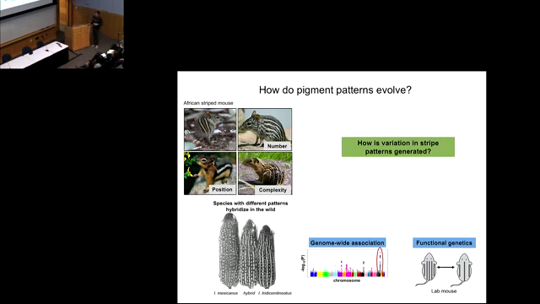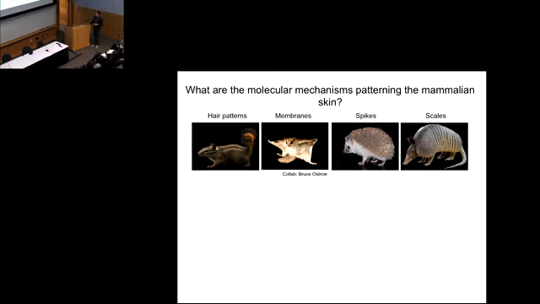And so that was it for stripes. Sorry, I rushed a bit, but I was afraid I was not going to finish. And so, I think stripe patterns are a fantastic system, but I just see them as an entry point into understanding a much more general question, which is what are the molecular mechanisms patterning the mammalian skin?